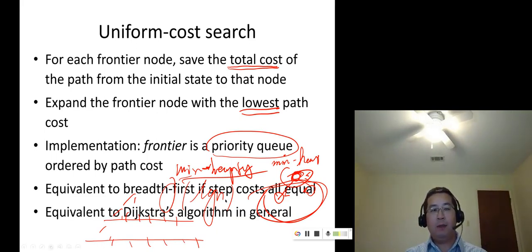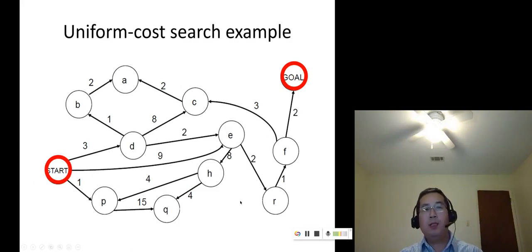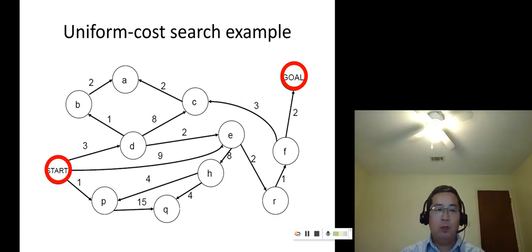Okay, this is equivalent to Dijkstra's algorithm in general. In fact, we also give a new name to it, just called Dijkstra's algorithm based search. Let's look at this example you already saw before. From the start to the goal, you want to find the smallest path, correct? For the steps we already have varying costs. Each step cost is different, so they're not uniform.